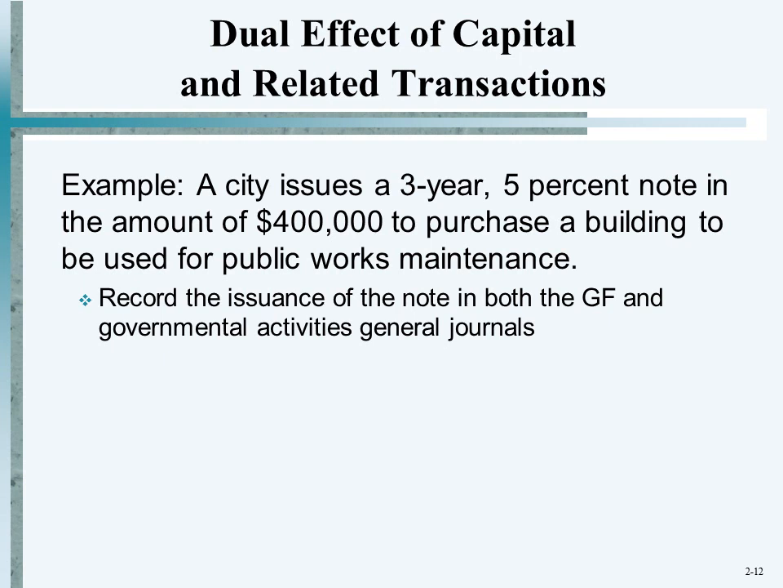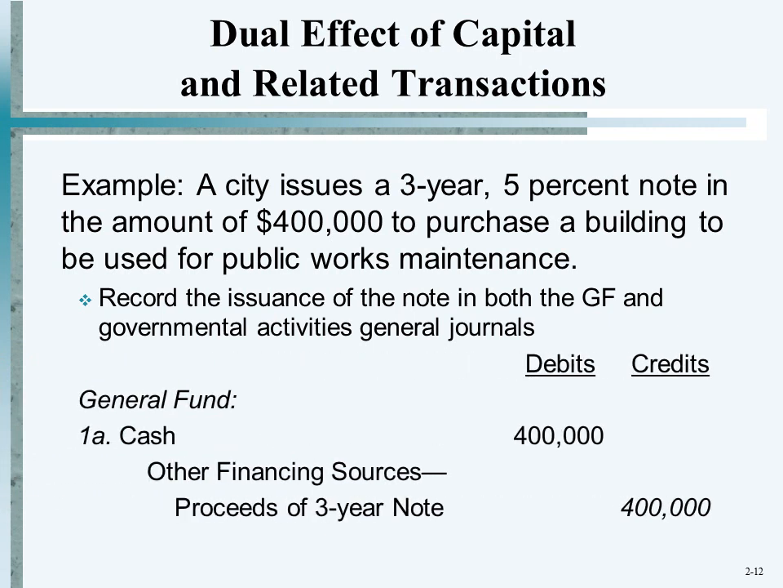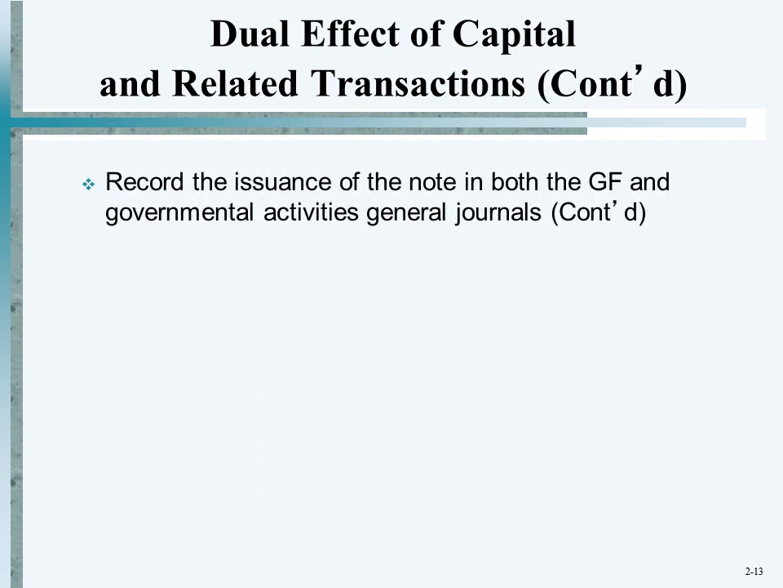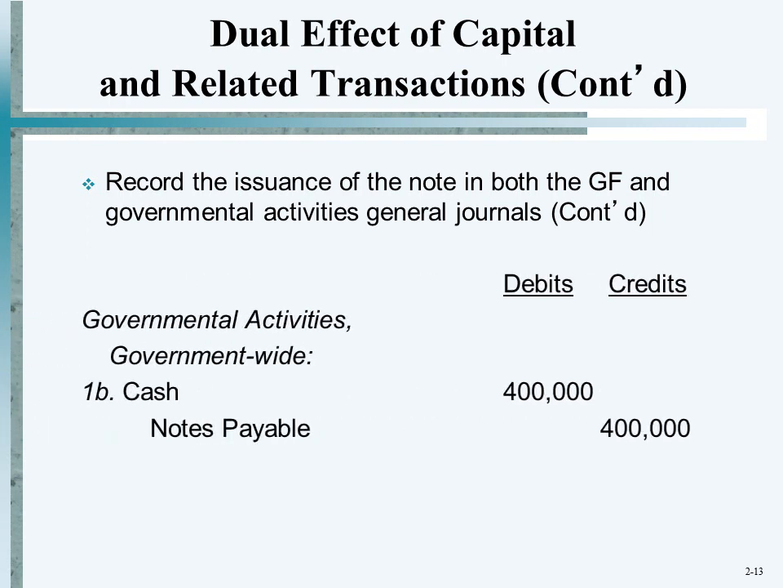Not all transactions will have to be recorded in two places, but especially those related to budgets. You'll notice that later on we cover. But here's where we're going to record this both in the general fund. You've got a debit to cash for $400,000 and a credit to other financing sources. Again, we're going to cover that later. Then you have to record it in the governmental activities government-wide journal. Debit cash, credit notes payable.